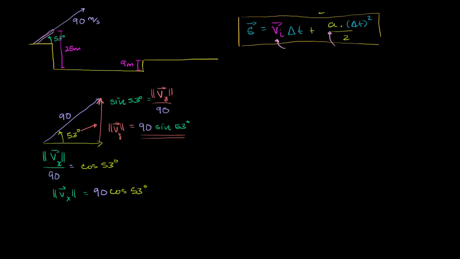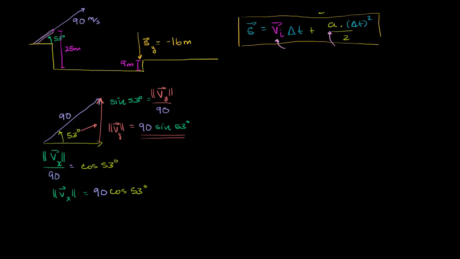So what is the displacement? If we're starting at 25 meters high, and we're going to 9 meters high, then while this thing is traveling, it will be displaced downwards 16 meters. Or another way to think about it is our displacement in the vertical direction is going to be equal to negative 16 meters. Let me write that a little bit bigger. Negative 16 meters, right? Because 25 minus 9 is 16.